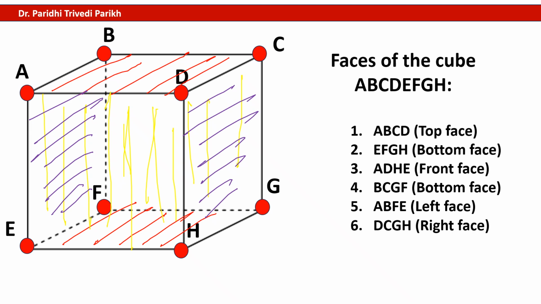And please understand, these faces are nothing but identical squares. That means all the edges AD, DC, CB, BA, DH, CG, GH, FG, EH, AE, BF, every side of the square and every edge of the cube will be equally sized.